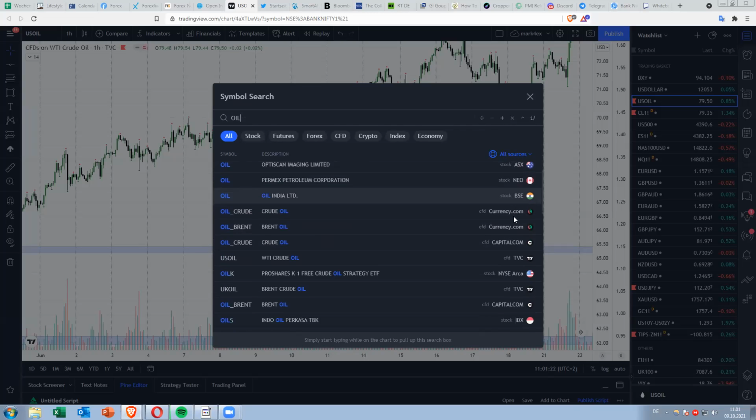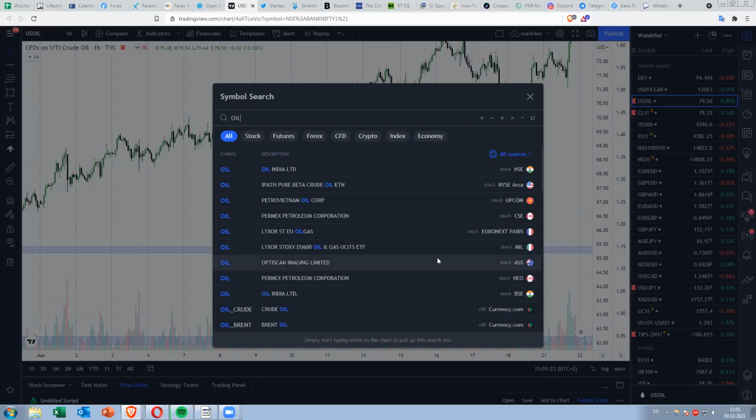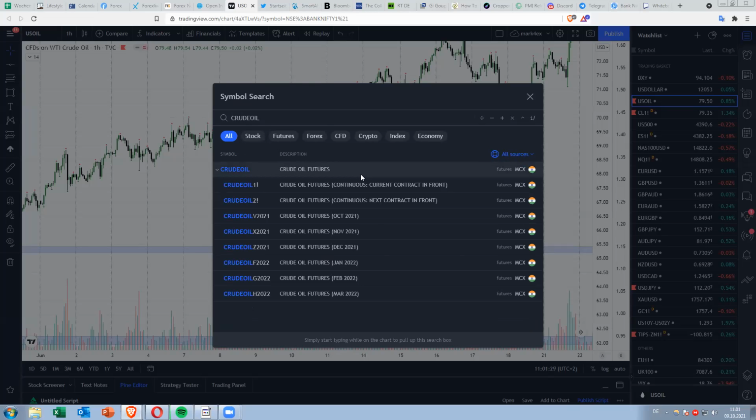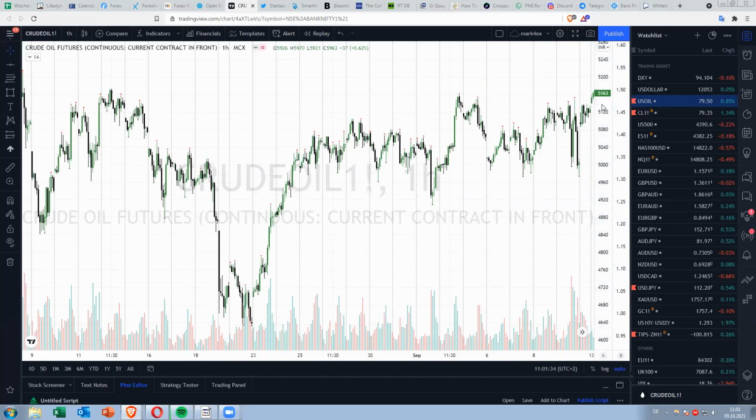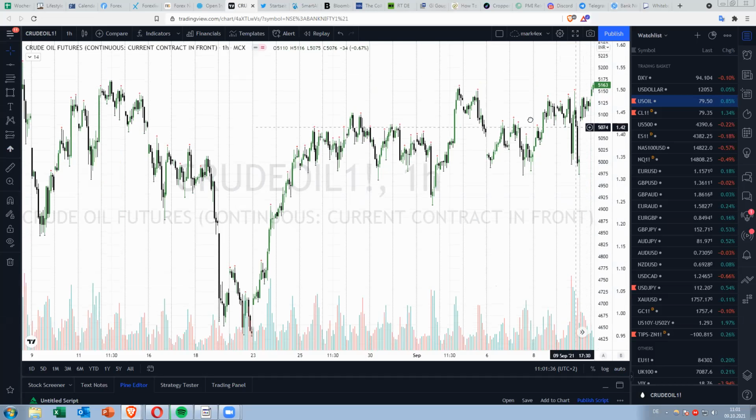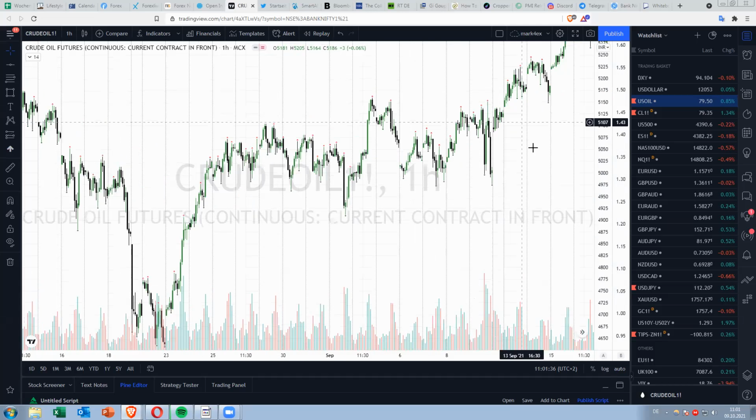First, crude oil, MCX. You take the crude oil futures. It's just showing you in rupees, right? So I think this is measured in rupees.